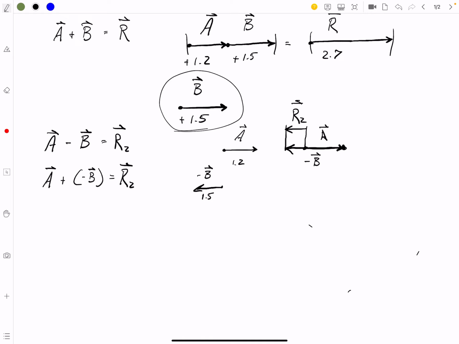So what is R2? R2 equals -0.3. If we want the absolute value of R2, we say it's 0.3 because we don't care about the direction anymore. We only care about its distance. So subtraction is simply the addition of the anti-parallel vector, right? So we're just taking that and making it negative, and you pick it up, you put it down head to tail.